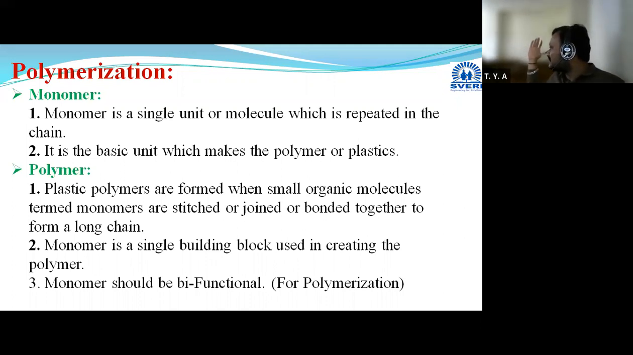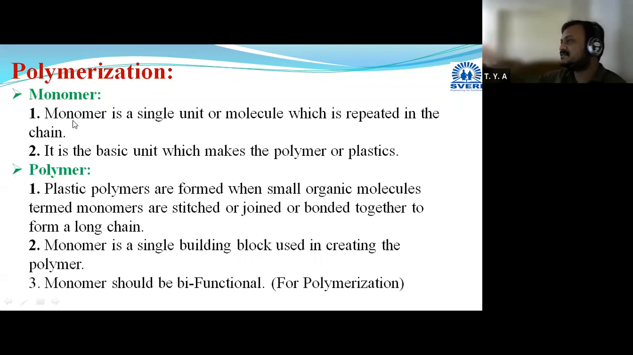In case of the metals and their alloys, we have seen that the basic repeating unit is the unit cell. Here, your basic repeating unit is the monomer. Monomer is a single unit or molecule which is repeated in the chain. It is the basic unit which makes the polymer or plastics. Suppose this is one unit and this is a second unit, it will get attached. Means one monomer is attaching to another monomer. Like this, the chain will be formed. From one monomer, it will attach to the adjacent monomer, and whichever chain is formed will be considered as your polymer.